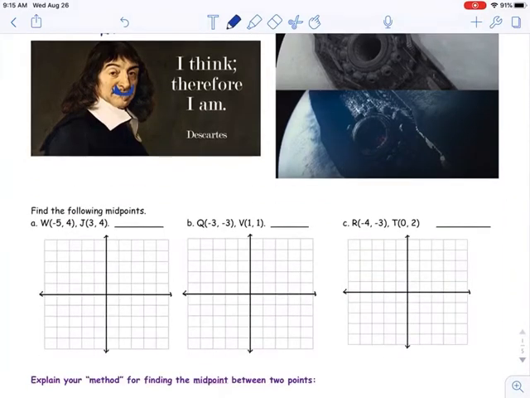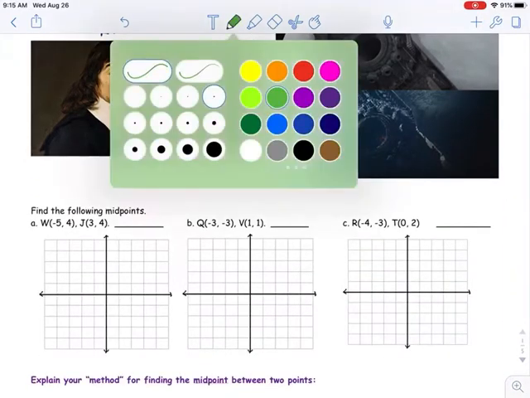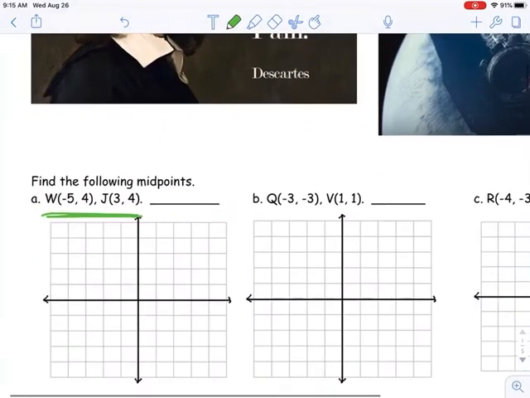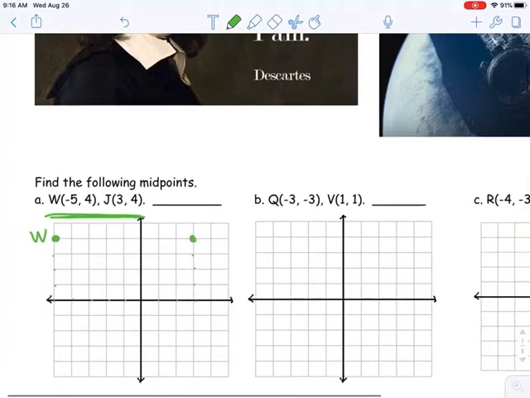So just a little bit of a warm-up. We're going to graph these, and we're going to find the midpoints on our own. Let's see how we do it. So we got -5, so 1, 2, 3, 4, 5. 5 to the left, 4 up, 1, 2, 3, 4. That's a W. And then J is 1, 2, 3, 1, 2, 3, 4. All right. So it says find the midpoint.